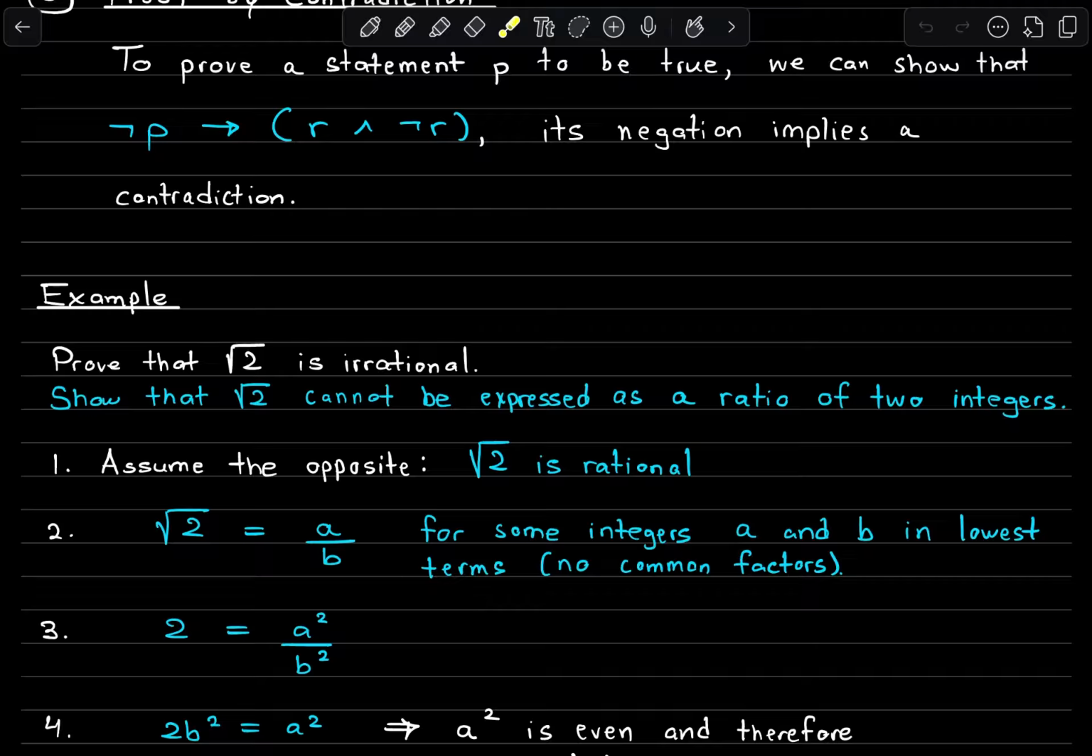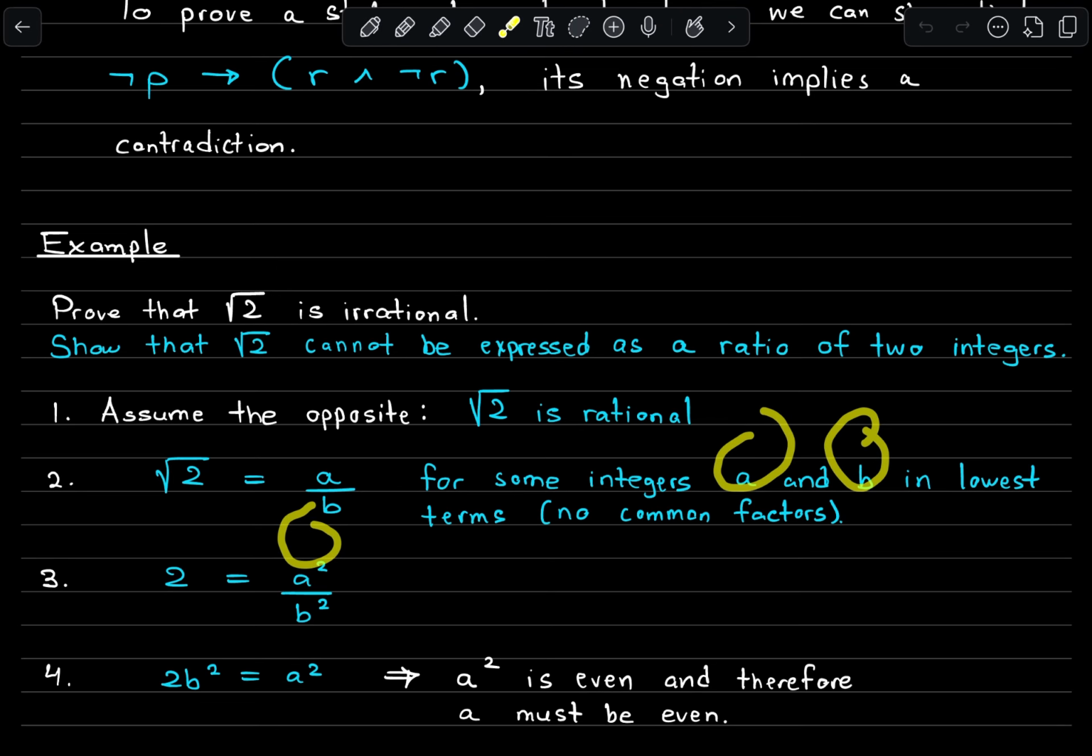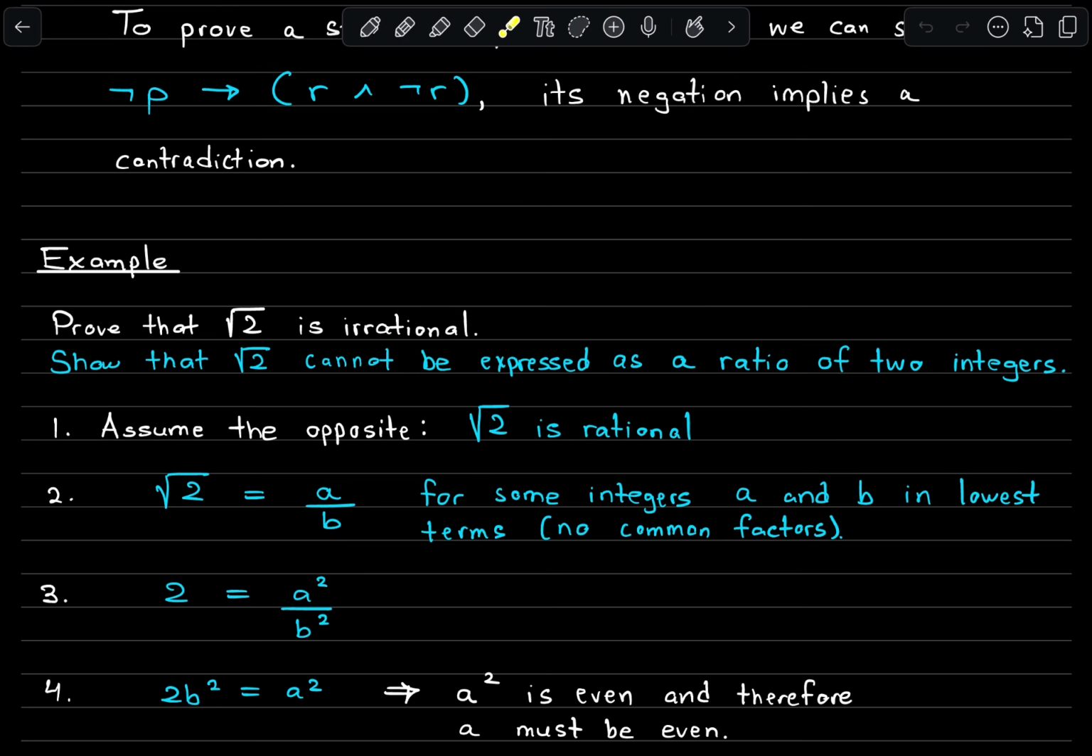Now from here, this idea of the even and odd keeps coming back, right? If you can represent something as 2 times an integer, you've shown that it's an even integer. And we've done that here. So a and b are integers, therefore a squared and b squared are integers. And if we multiply b squared by 2, that results in an even integer. Therefore, a squared is even. And if a squared is even, a must also be even.